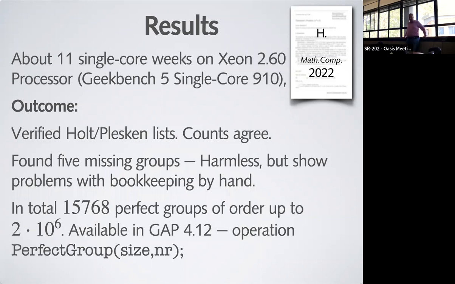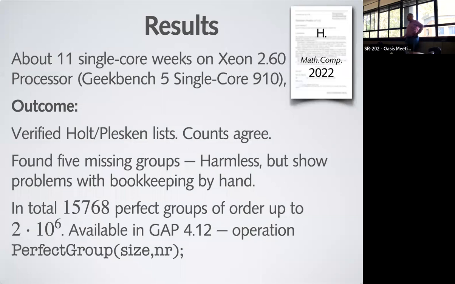As a result, I got in total 15,768 perfect groups of order up to 2 million. They're available in GAP 4.12 through the function PerfectGroup. Why 2 million? Because this was twice more than what they did. If someone wanted, I could go further. It's just, okay, I have already almost 16,000 groups. If I would go up by another factor 2, it would be in total probably around 30, 40,000 groups.